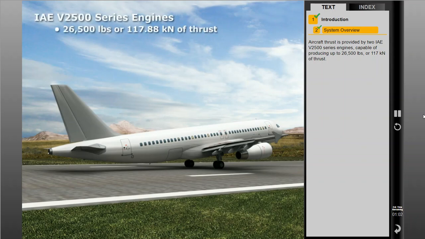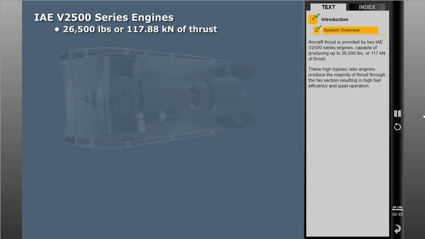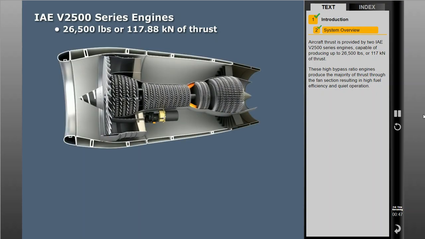Aircraft thrust is provided by two IAE V2500 series engines capable of producing up to 26,000 pounds or 117 kilonewtons of thrust. These high bypass ratio engines produce the majority of thrust through the fan section, resulting in high fuel efficiency and quiet operation.